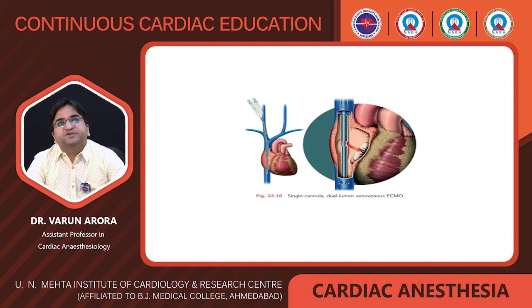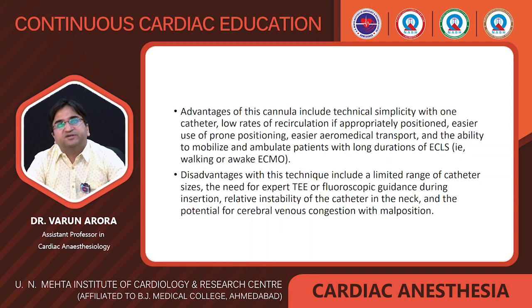Again, in this picture we can see the single cannula dual lumen veno-venous cannula, placed in such a way that the blood is directed towards the tricuspid valve. Advantages of this double lumen cannula are technical simplicity with one catheter, low rates of recirculation if appropriately positioned, easy use of prone position, easy aeromedical transport, and the ability to mobilize and ambulate the patient during long duration extracorporeal life support. This is also called working ECMO.